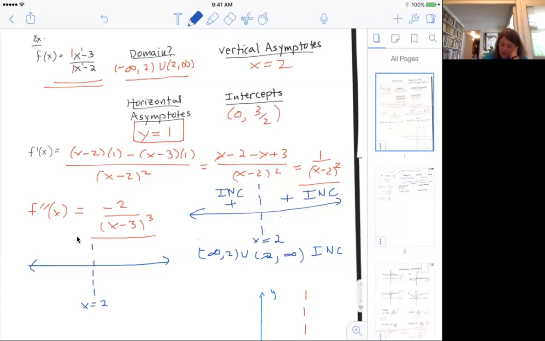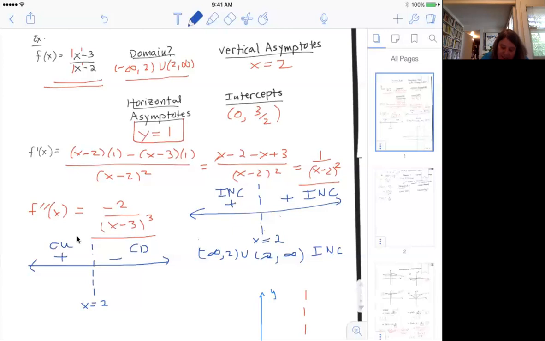So if I plugged in a big number bigger than 2 over here on the right, say 4, 4 minus 3 is 1 cubed, that's positive. Minus 2 over a positive number will be negative. So that tells me there I have concave down, because I get a negative second derivative. Concave down, it dumps water, okay? To the left of 2, say at 1, 1 minus 3 would be minus 2. Minus 2 cubed is minus 8. Minus over a minus there is going to be plus. So that says on that side it's concave up.